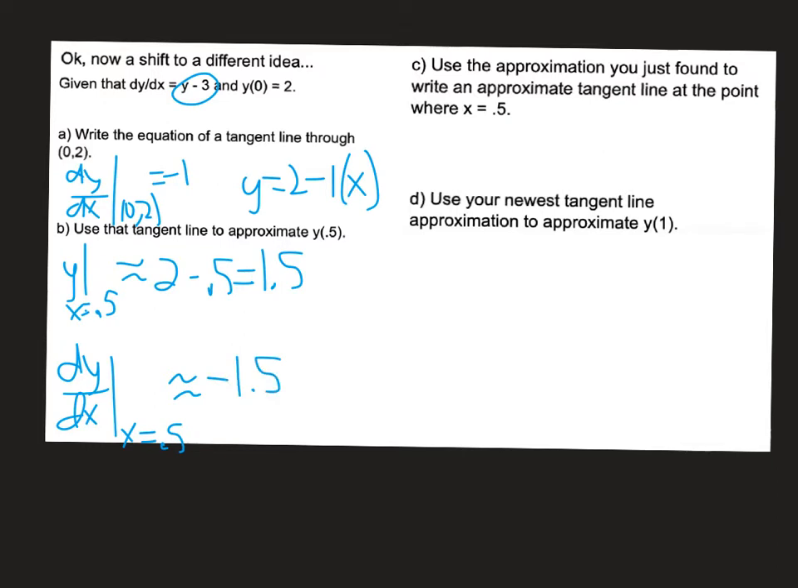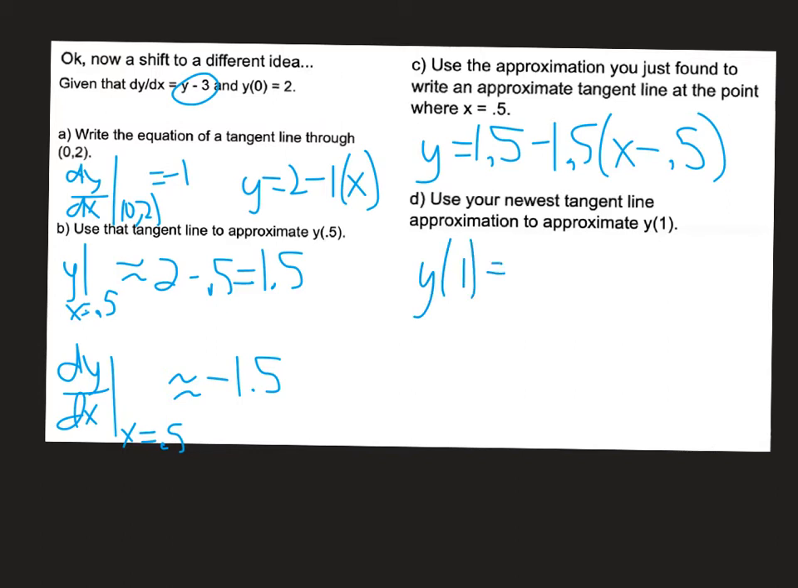So then the tangent line would be y equals the y value minus the slope, x minus, what was the x value? 0.5. And then y at x equals 1, or I guess I could just say y of 1 because that's the notation they're using here. y of 1 equals 1.5 minus 1.5 times 0.5, so that's 0.75.